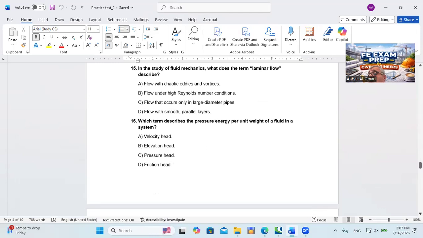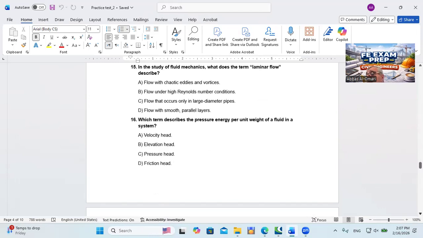Next question, which term describes the pressure energy per unit weight of a fluid in a system? Now, pressure energy, velocity head, no, velocity head does not represent the pressure. Elevation represents elevation or potential energy. Pressure head, so pressure head is the correct answer. Because the question is about pressure, the answer is pressure also. Friction head is not the answer either.